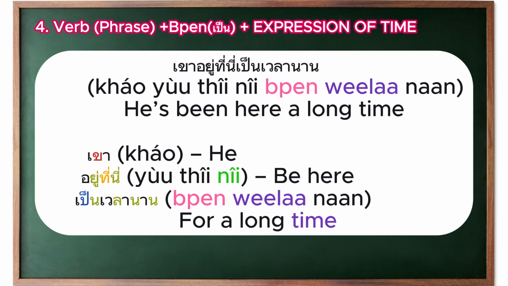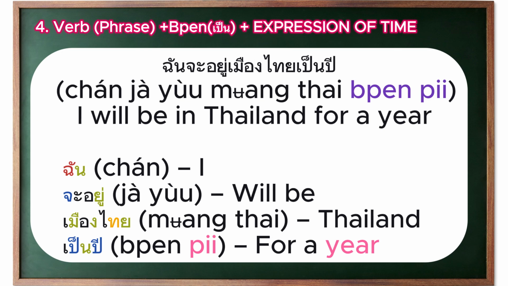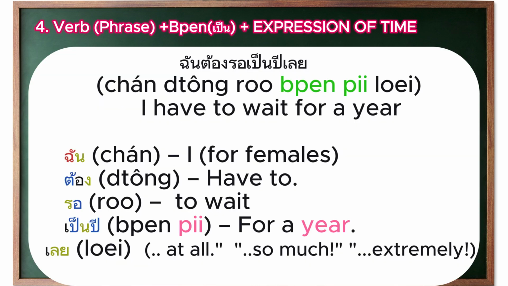Let's explore another example. ฉันจะอยู่เมืองไทยเป็นปี, I will be in Thailand for a year. จะอยู่ means will be. เมืองไทย, Thailand. เป็นปี, for a year. Here, been is used to indicate the duration of time that the subject will be at the location.